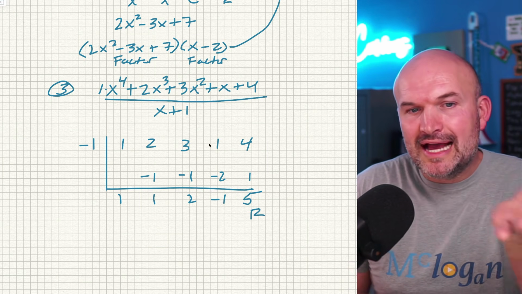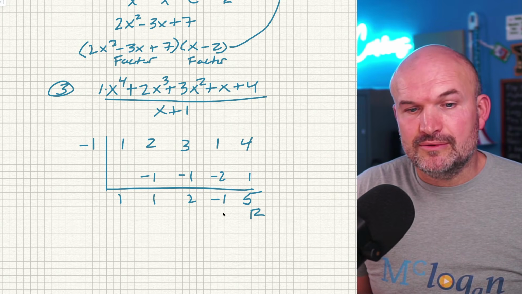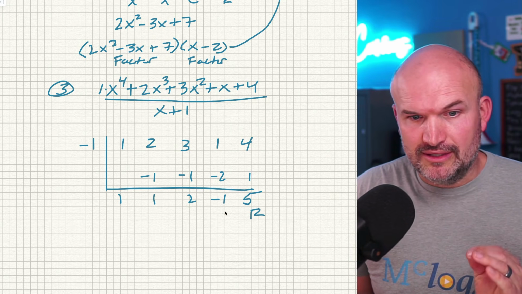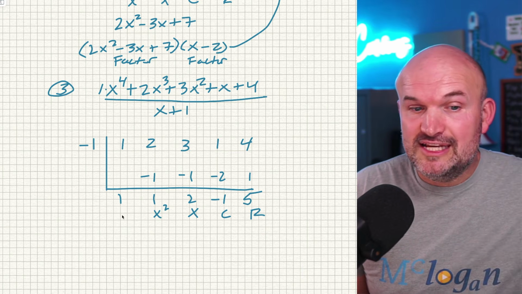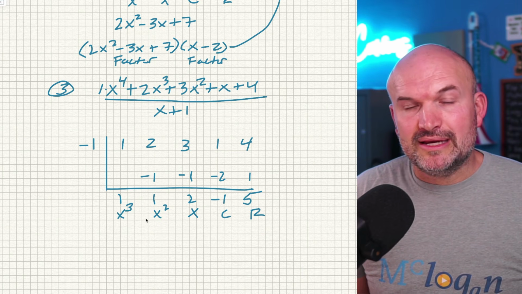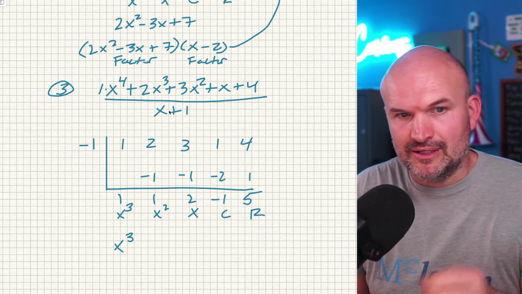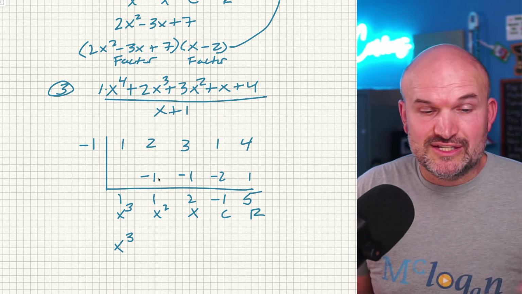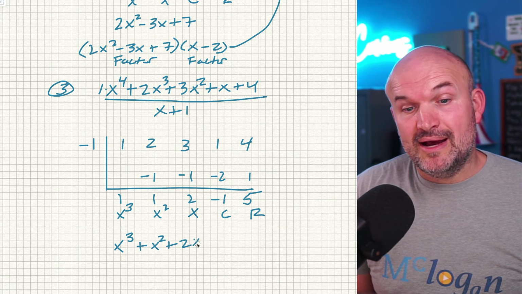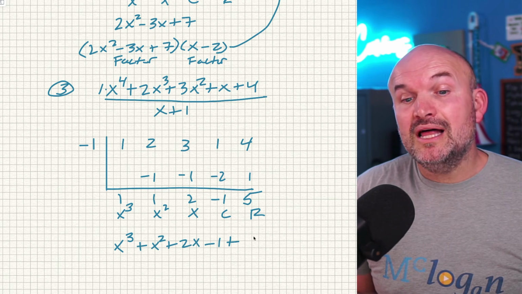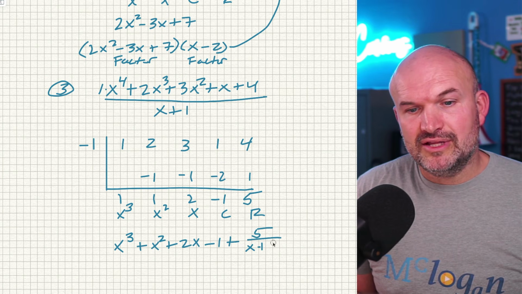So unfortunately, x plus 1 does not evenly divide into this polynomial, but we can still write the quotient, right? So r is always the last one, then the constant, linear, quadratic, and if you keep following the pattern, this is your cubic. So when this polynomial is divided by this one, our quotient is going to be x cubed plus x squared plus 2x minus 1, plus a remainder of 5 divided by x plus 1.